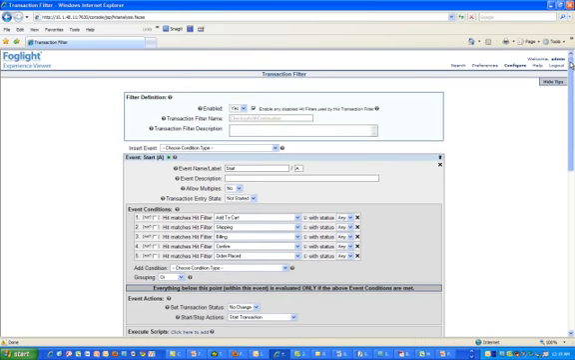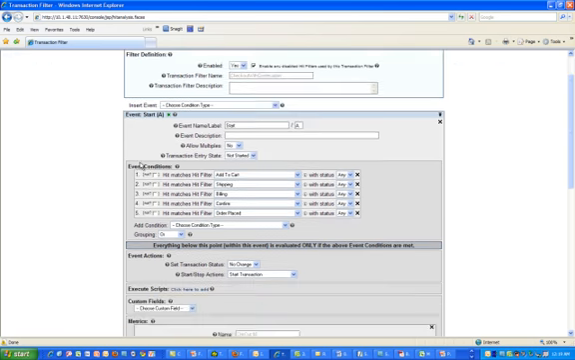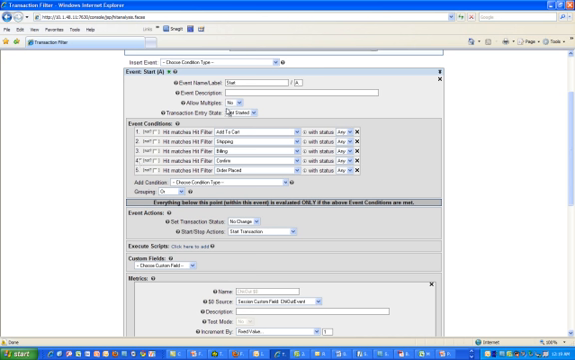So the first one, this is a transaction definition. This is a transaction filter called checkout with continuation. And what this transaction does, like all transactions, you need a start event. What the start event does is it changes the transaction state from not started to started.